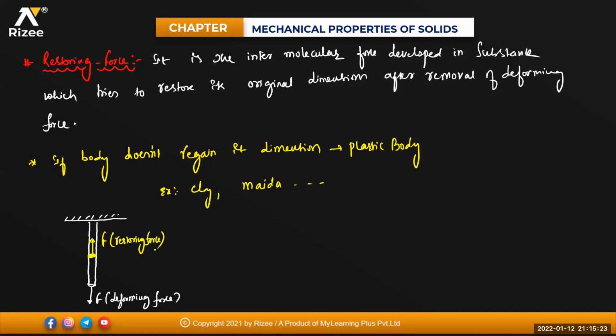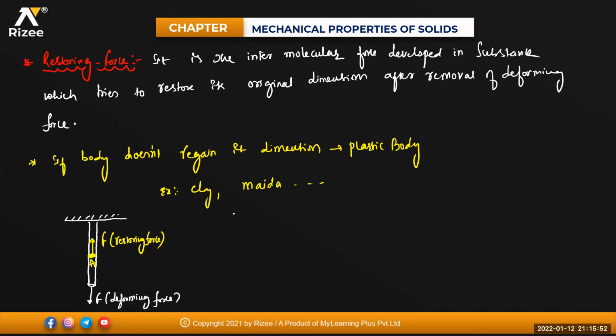Because for every action there is an equal and opposite reaction. So when you are applying the force, the wire will try to not change its dimension. The wire may change the dimensions only if your applied force is greater than your restoring force. If your deforming force is lesser than restoring force, the body will not change its shape. So the body will change its shape only if your deforming force is greater than restoring force. Okay, we are talking about the force which has been exerted on this area.